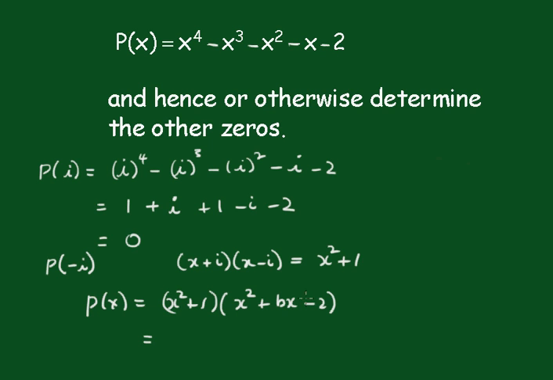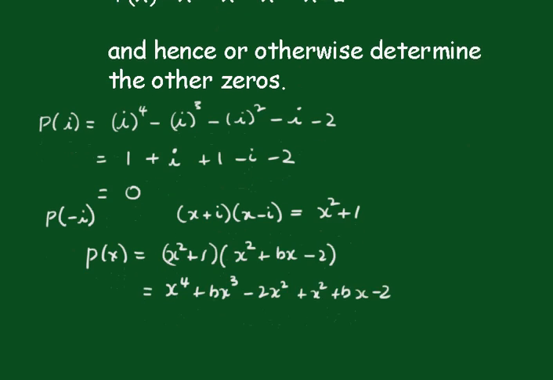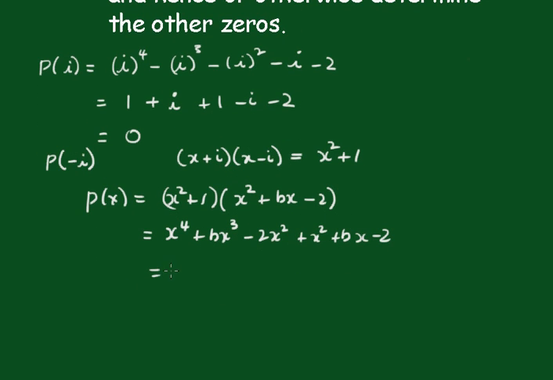Now you can multiply the whole thing out or do it partially, but I'll do the whole thing so you can see what's happening. So it's x to the fourth plus bx cubed minus 2x squared plus x squared plus bx minus 2, and grouping these together we get minus x squared plus bx minus 2.